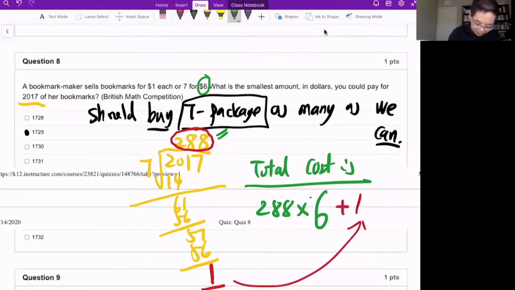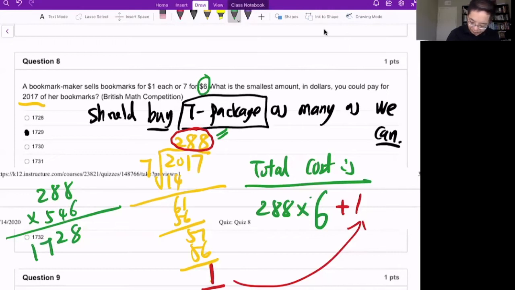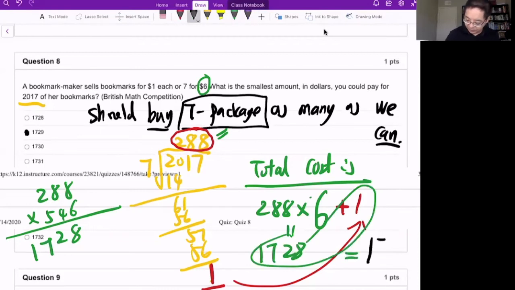Let's calculate. So 288 multiplied by 6, right? Okay, so this one is 1728, plus 1. So finally, we get the answer: $1,729.